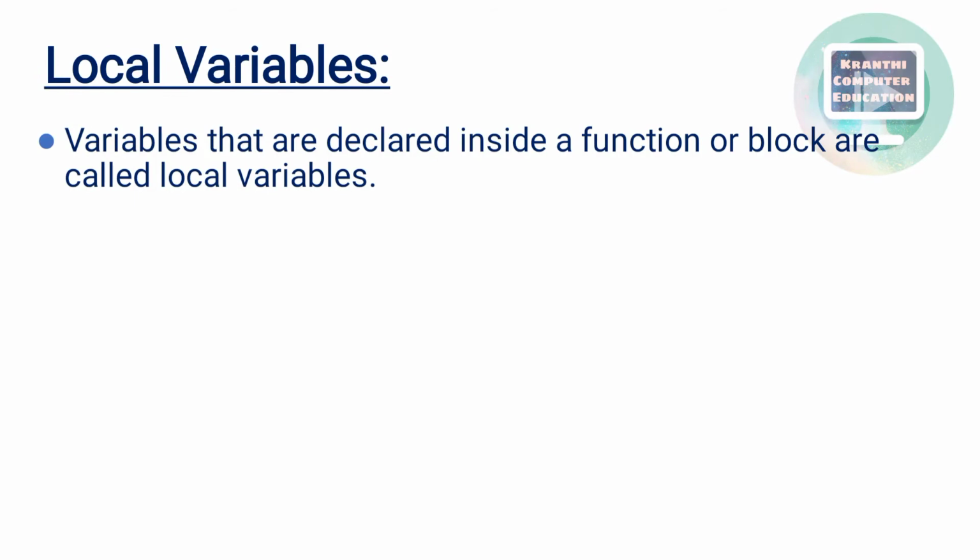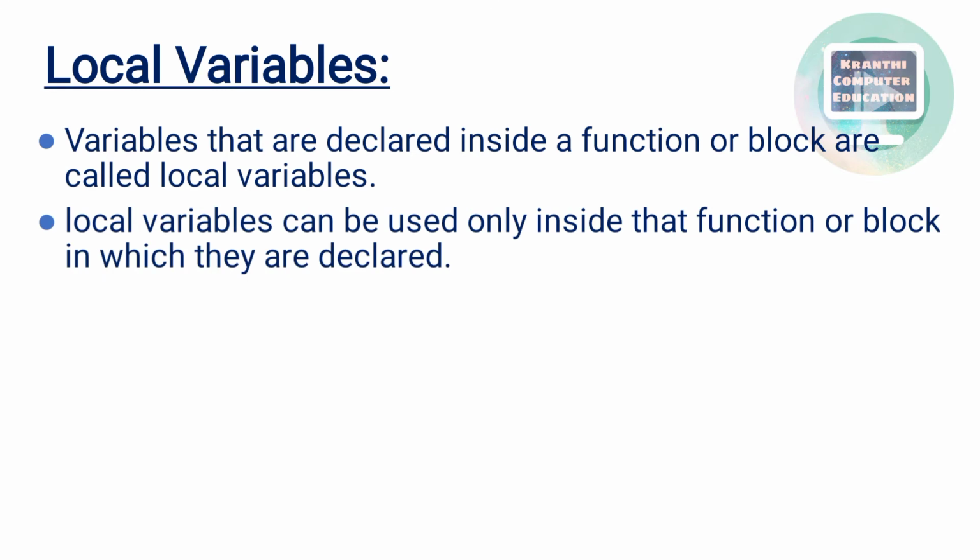Next, we will see local variables. What are local variables? The variables that are declared inside a function or inside a block are called local variables. Local variables can be used only inside that function or block in which they are declared. In whichever block or function a variable is declared, only in that block or function can the local variable be available.